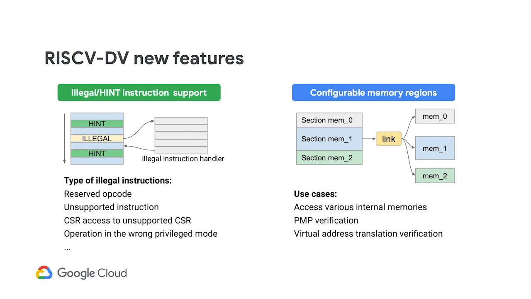So to achieve that, in the generated program, we allow you to link different memory regions to different places to match your memory map. So if you want to test, you have internal memories, you have PMP features, and also maybe you have a page table. You can configure the generator to match the memory map of your design or your system.